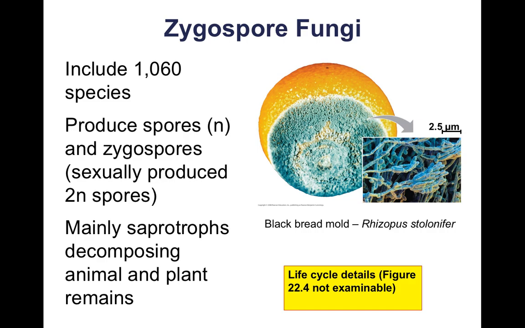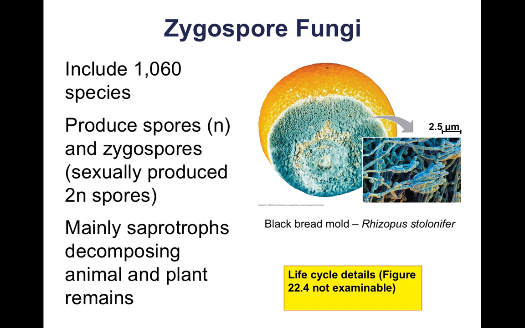Okay, so let's move on to the zygospore fungi. This is the phyla that's still kind of being worked out. The most familiar member of the zygospore fungi is the black bread mold. So this is the mold that you see on bread. This is the mold you're going to find on your fruit if you let it sit too long.